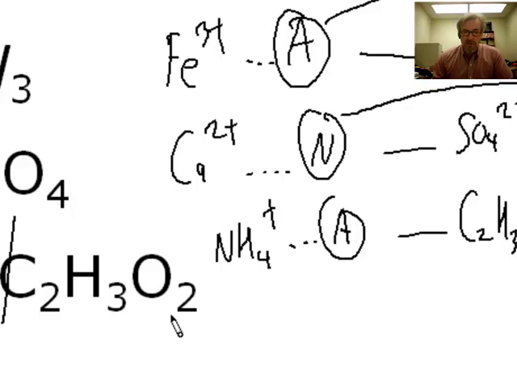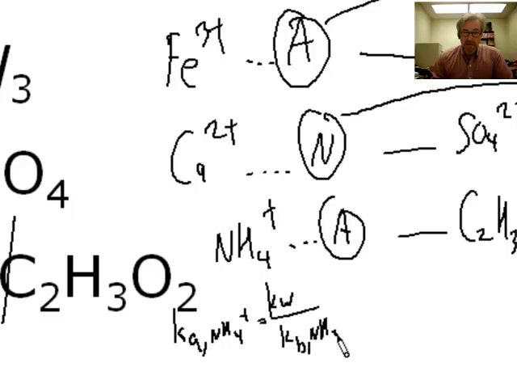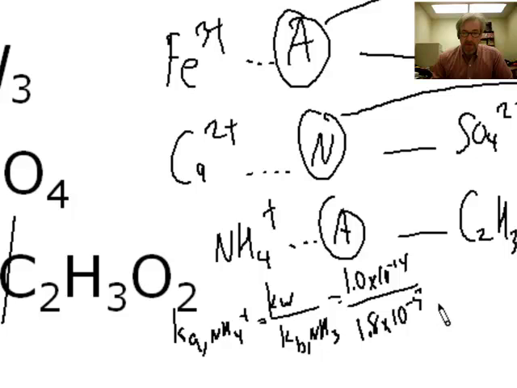Ka for ammonium is going to be Kw divided by the Kb for ammonia. And this ends up being 1 times 10 to the minus 14th, of course, for Kw, divided by 1.8 times 10 to the minus 5th. And if I do the arithmetic here, I get 5.6 times 10 to the minus 10th. So that is the Ka for ammonium.